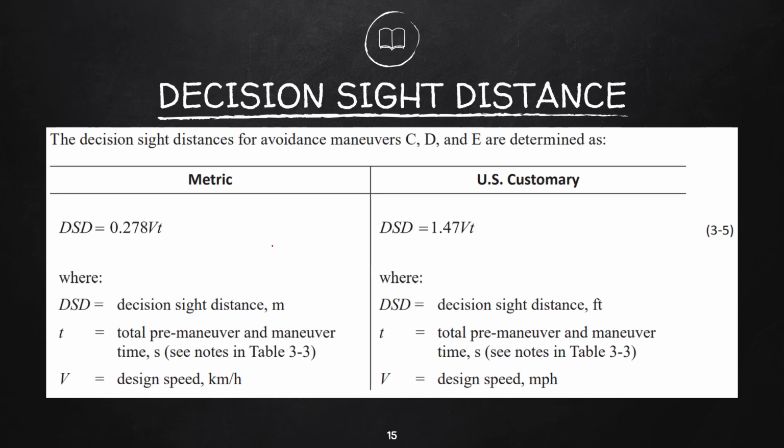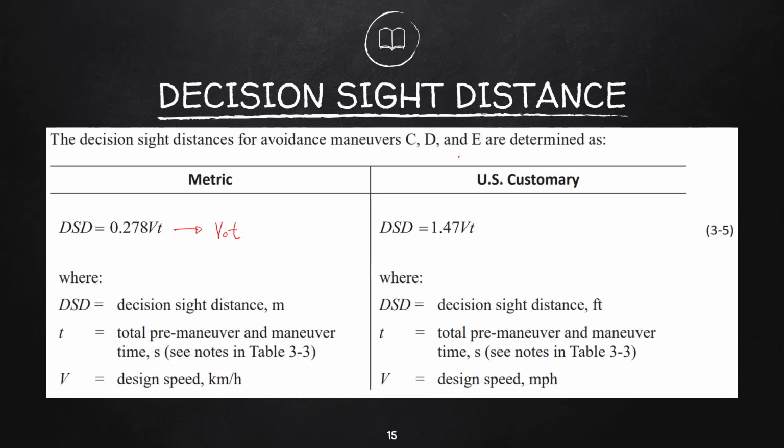Decision sight distance for avoidance maneuver C, D, and E. As I have told you, we will not be adding the braking distance because in avoidance maneuver C, D, and E we are changing the speed, the path, or the direction on which the driver will maneuver. We are not really stopping our vehicle. So in that case, you just consider the first portion, V sub O times T, wherein T is the total pre-maneuver and maneuver times.